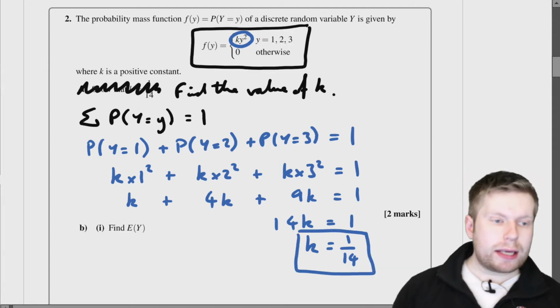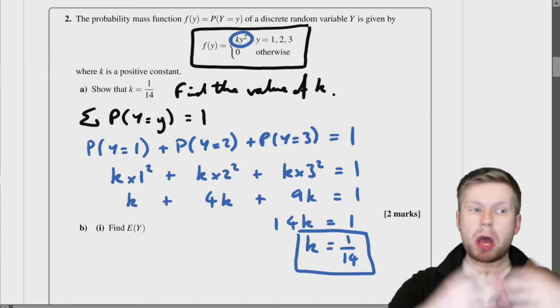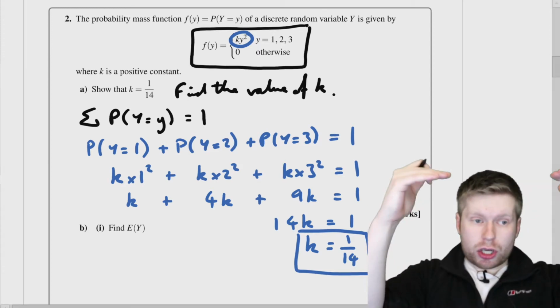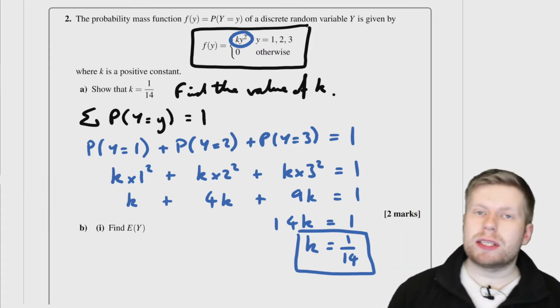Now if I have a peek at the original question, it says, show that k equals 1/14. I've assumed that I didn't know that. I just followed a logical thought process, and I've got the answer, k equals 1/14. Hey, I'm in business, I'm done.